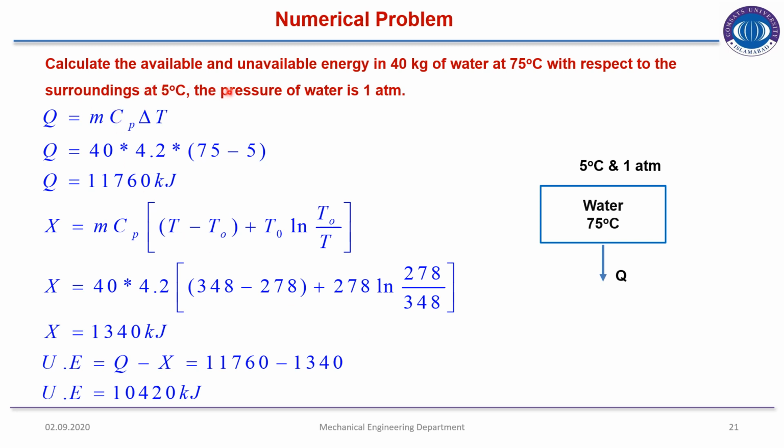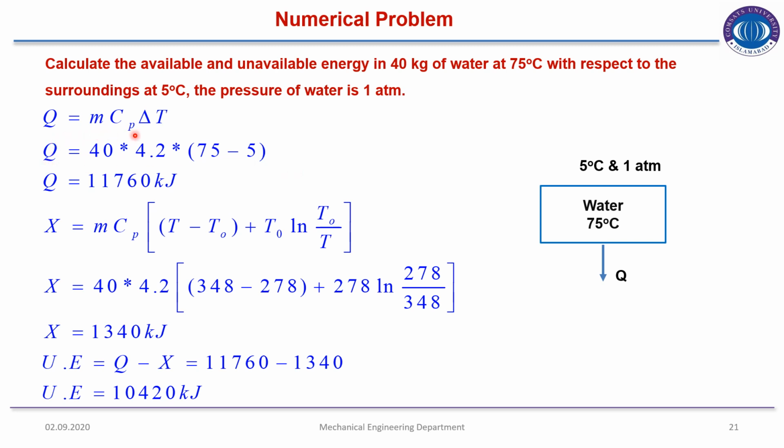Now calculate the available and unavailable energy in 40 kg of water at 75 degrees centigrade with respect to the surrounding that is at 5 degrees centigrade. The pressure of water is 1 atm. So here we have a certain mass of water at a certain temperature, and a surrounding at a certain temperature. Heat is exiting out of the water. Here we have to calculate the available and unavailable energy.